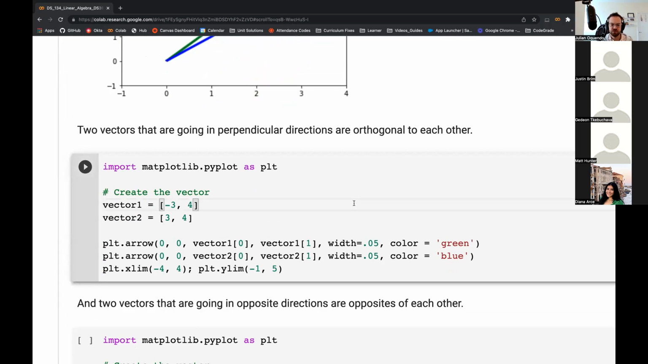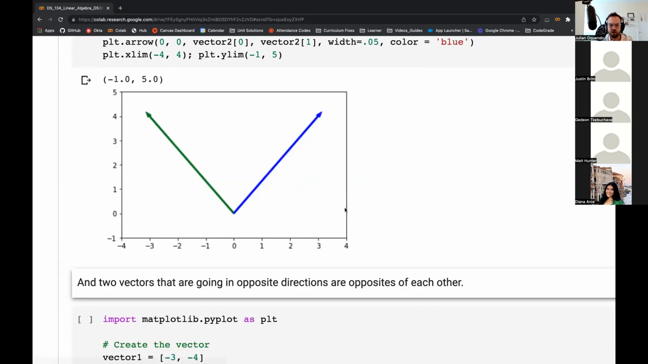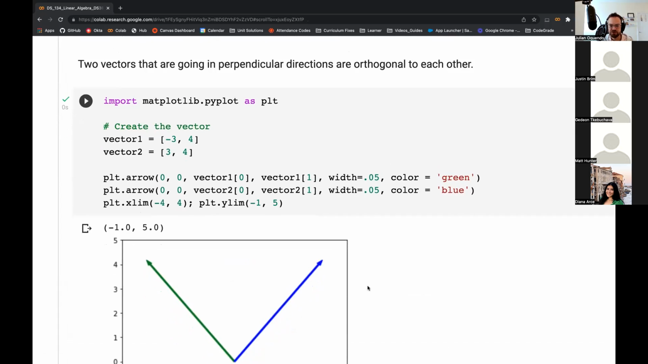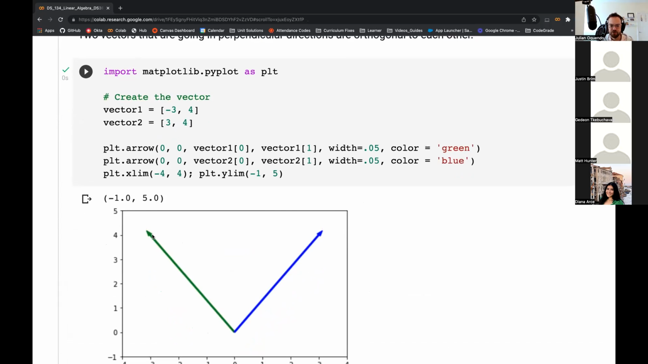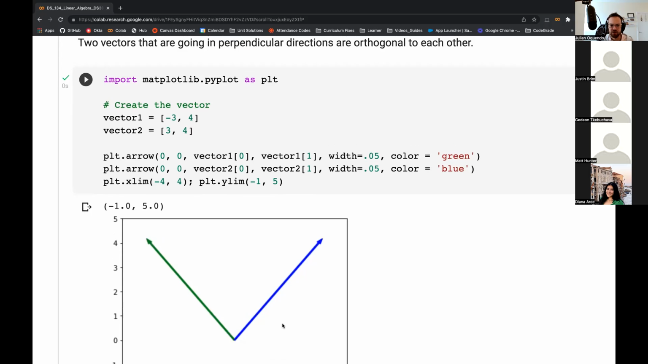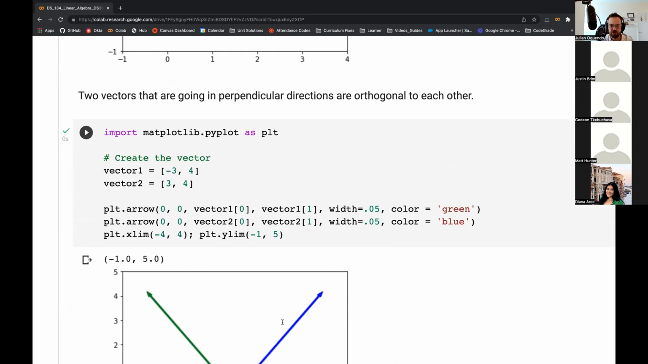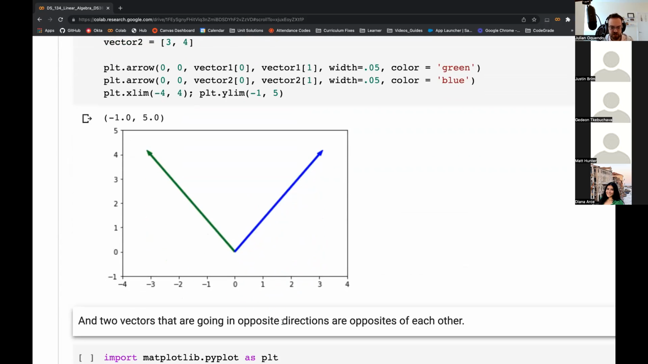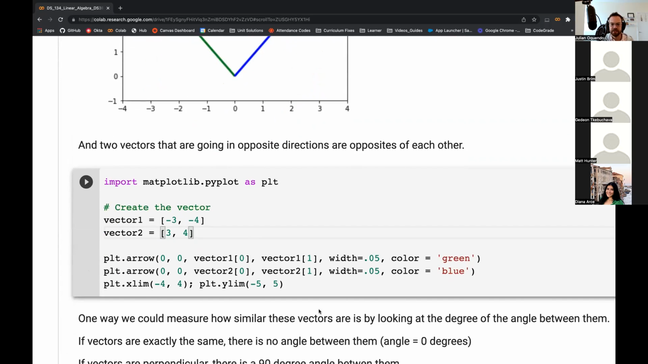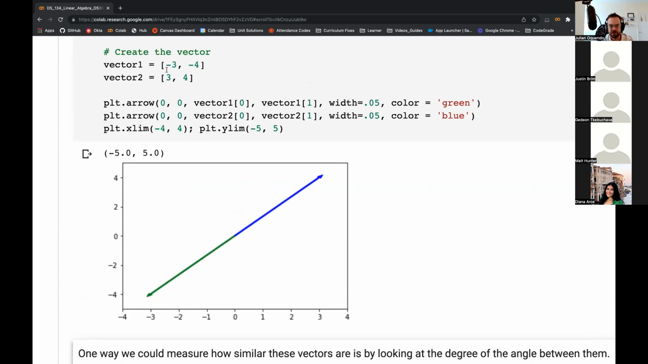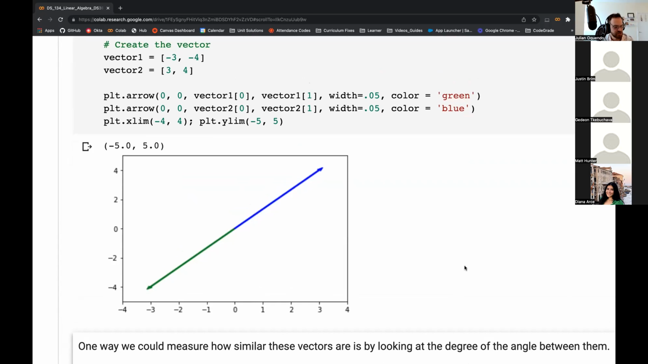If we look at two vectors that are in a perpendicular direction to each other, in other words orthogonal to each other, we can expect there to be a right angle in this specific triangle. We can also expect these to be orthogonal, or running in perpendicular directions. Two vectors going in opposite directions could be considered opposite to each other, because in this case we have a vector that goes in one direction and a vector that goes in a completely different direction.